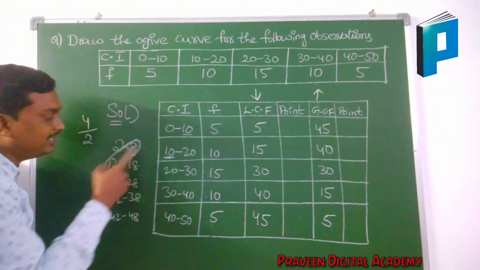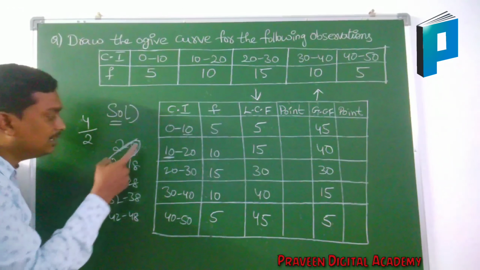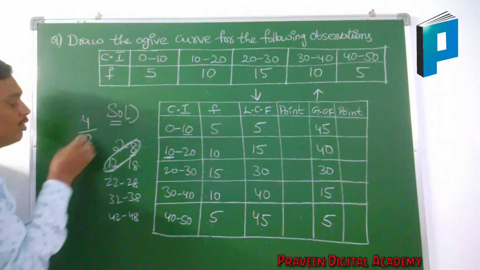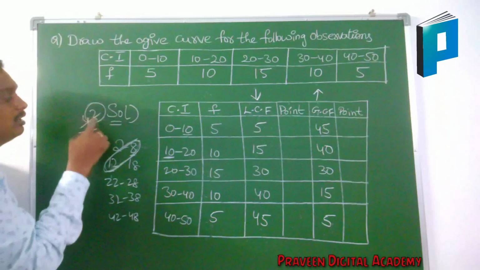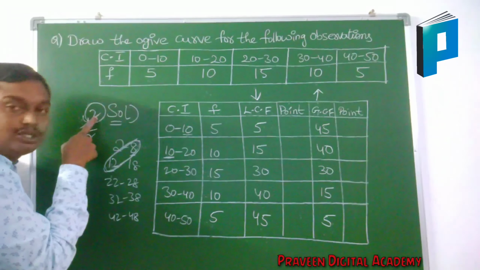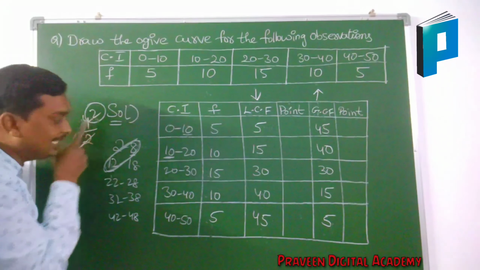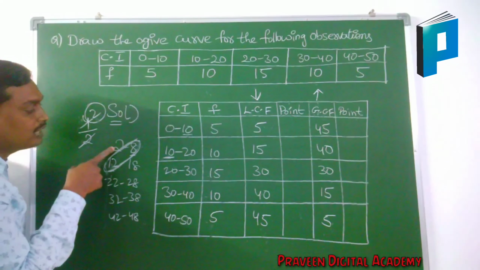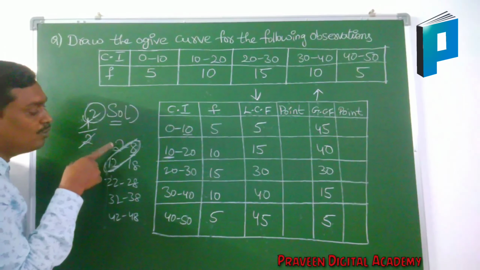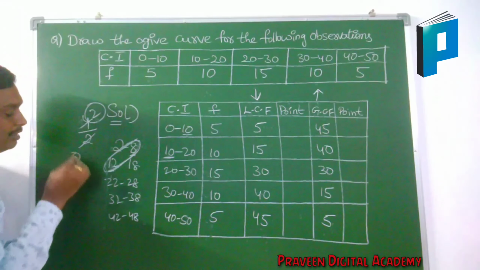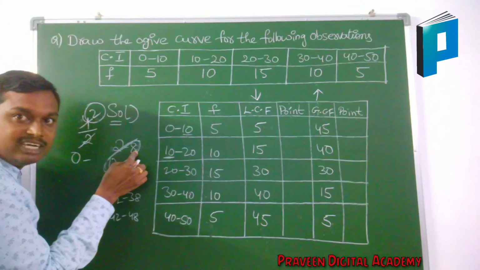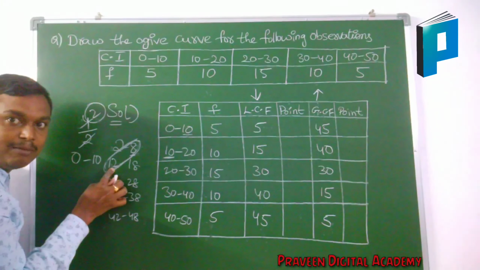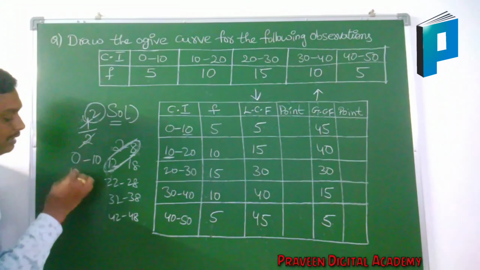What is the difference here? 4. The average is nothing but 2 only. So 4 by 2, how much do you get? Answer 2. Whatever answer we get, subtract it from the lower boundary and add it to the upper boundary. If you subtract from the lower boundary, 2 minus 2 becomes 0. Add to this one: 8 plus 2, 10. For this 12 minus 2, 10.